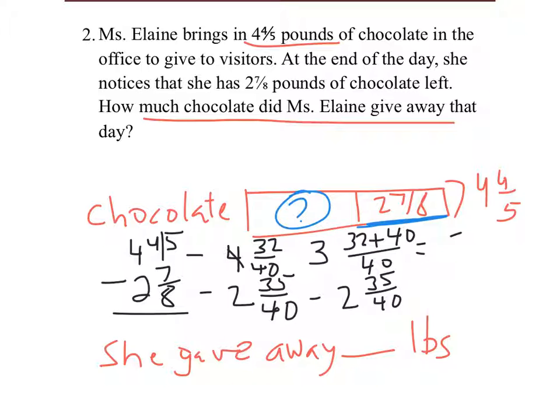So I'll have 37 40ths. And how much do I have? Well, 3 minus 2, I have 1. So that looks like the right answer. Let's see if it makes sense.